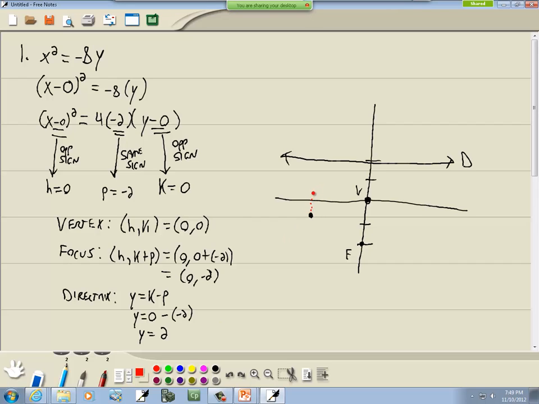If I were to go straight up from here, and say that distance is 3, then if I go over to the distance to the focus, that distance should also be 3. And it should form a 90-degree angle when you go to the directrix. Now it doesn't matter where you put your point.